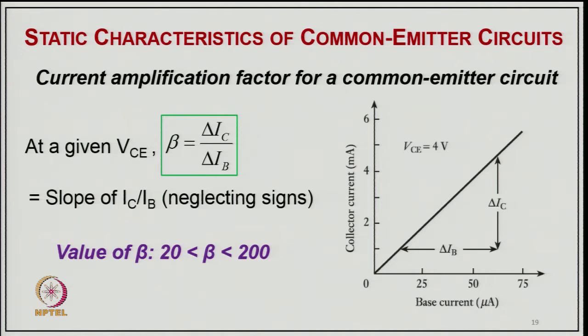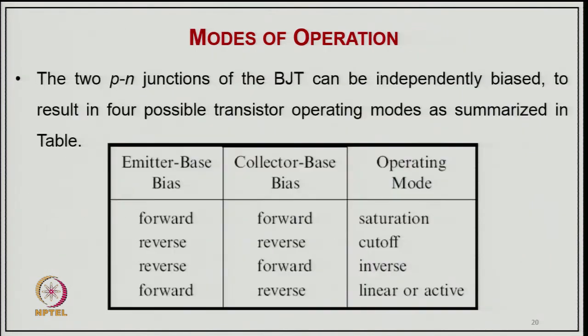For a given VCE, beta is typically delta IC upon delta IB, the slope of this, and the value of beta is generally from 20 to 200 or so. So this current gain in this configuration is much higher than the previous one.